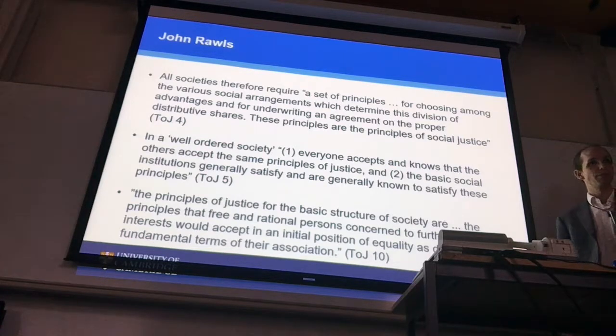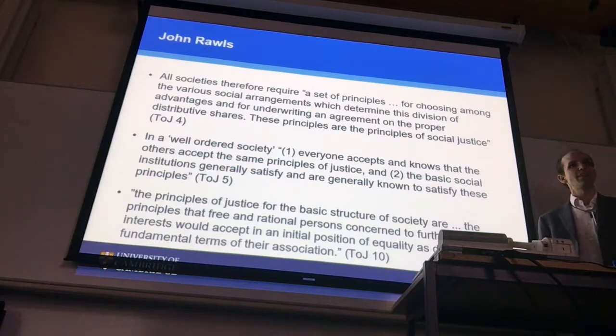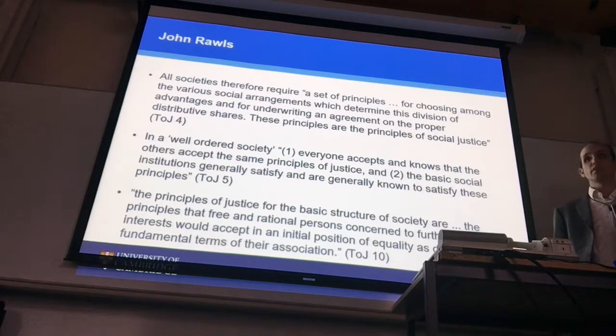And so this would be a problem, because society would not flourish and benefit from the potential industry that everyone could put into it. So that's not what Rawls is after, but that's another principle of social justice. What Rawls wants is the best principles of social justice, the principles that would apply to a well-ordered society. And in a well-ordered society, everyone accepts and knows that the others accept the same principles of justice, and the basic social institutions generally satisfy and are generally known to satisfy these principles.